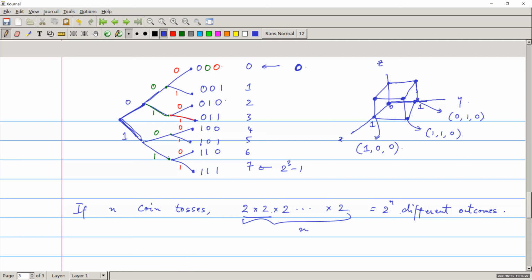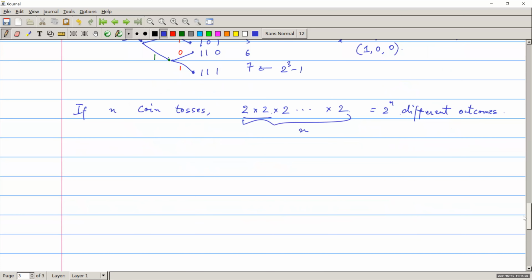So is everyone completely okay with this? Let's change this a little bit. If you had n throws of a 4-sided die, how many different outcomes? Very good, 4 to the n different outcomes.